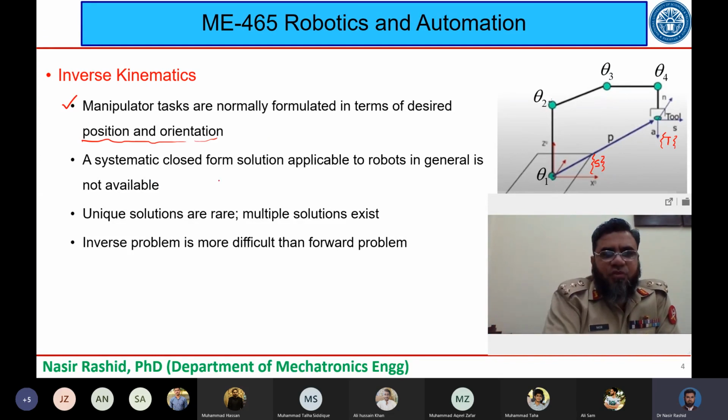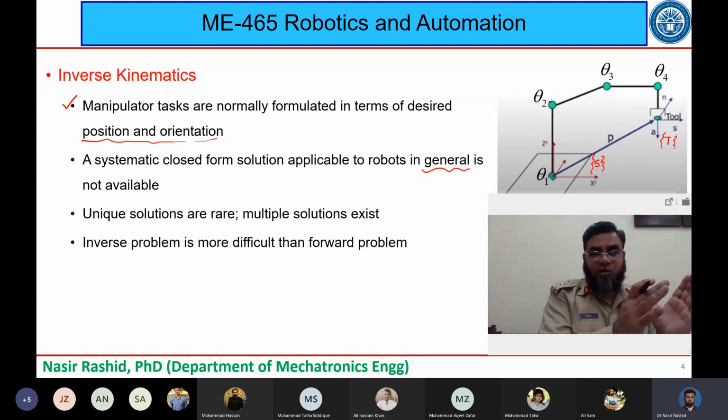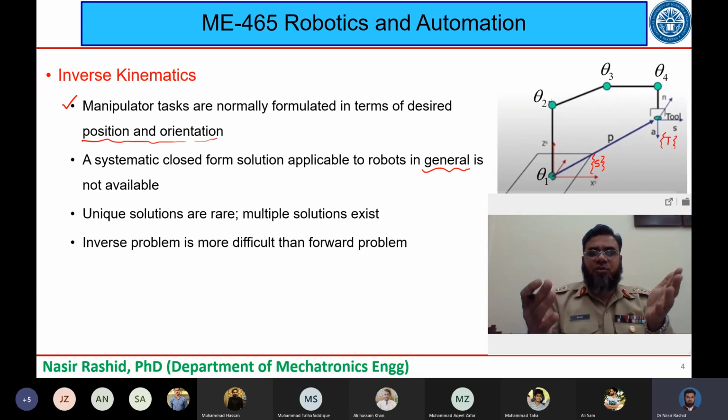So a systematic closed form solution applicable to robots in general is not available. So a general solution is not available. What do we mean by a general solution? General solution means that if I find one solution, that solution is applicable to the other manipulator also. But that is not the case. So every manipulator will have its own specific solution to reach a certain place.